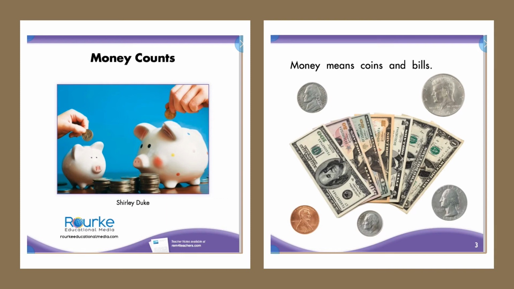Money counts. Money means coins and bills. They didn't label them, but the coins are the things that are a copper color, kind of a brownish color, and silver, and the bills are the things that have 100, 50, 20, 10, 5, 2, and 1. You don't see a $2 bill very often, but they have one there.